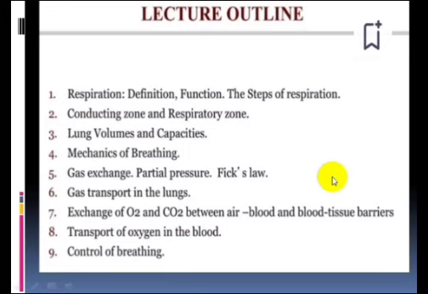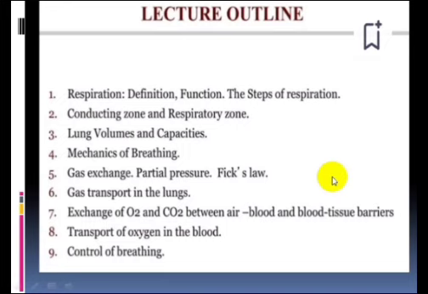When we are done with that, we look at lung volumes and capacities, and then the mechanism of breathing. You all take in air and you bring out air. Okay? What are the mechanisms behind that? You will learn all of that in this class. Then we'll look at gaseous exchange.